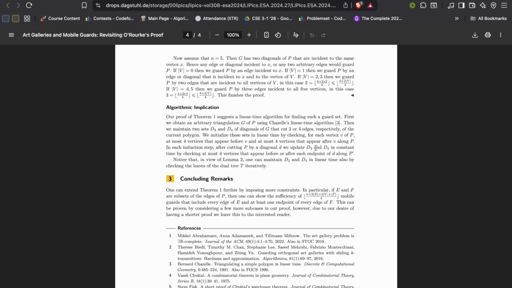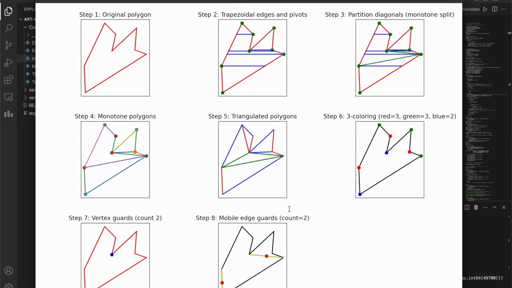Yes, this is the algorithm, and you can again see that the number of mobile guards we are getting is 2, which is bounded by the floor of n by 4, that is 8 by 4, that is 2, so we are getting 2, which is less than or equal to 2. Here we can see that we can place one guard at this edge, and one guard can be placed at this diagonal.